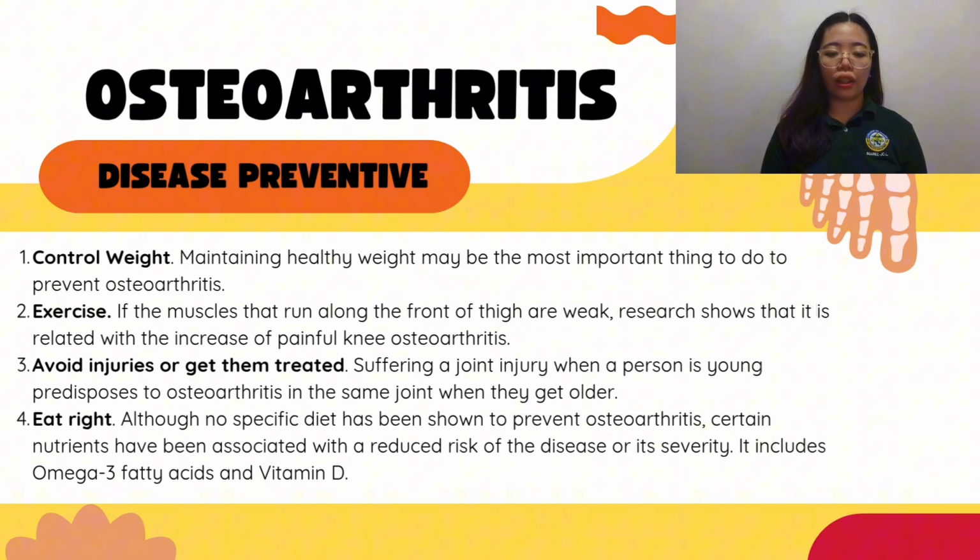Avoid injuries or get them treated. Suffering a joint injury when a person is young predisposes them to osteoarthritis in the same joint when they get older. Eat right. Although no specific diet has been shown to prevent osteoarthritis, certain nutrients have been associated with a reduced risk of the disease or its severity. It includes omega-3 fatty acids and vitamin D.